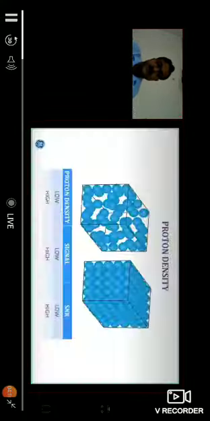Next is the proton density. You can see two voxels. The voxel is a volume element of the image. In the first voxel, the number of protons is less, so the overall signal is less compared to the second voxel, which has a large amount of protons producing a large amount of signal. With low proton density, the signal will be low and SNR will be low. With high proton density, the signal will be high, and overall the SNR also will be high.